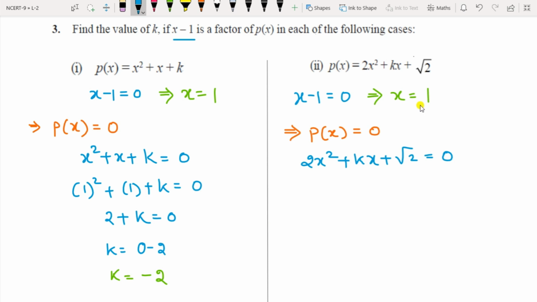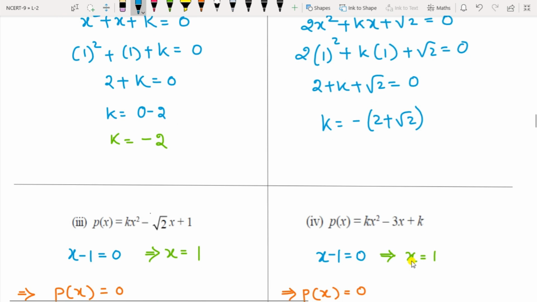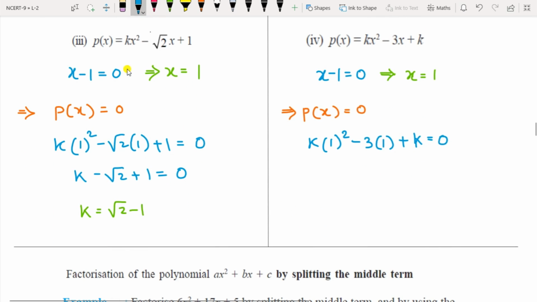Let's see in this case, x equal to 1, you will substitute 2 1 square plus k 1 plus root 2 equal to 0. So this is 2 plus k plus root 2 equal to 0. So value of k will be equal to, this 2 will go this side, so it will be minus 2 plus root 2 in bracket. Okay, so the value of k is this. Here px is kx square minus root 2x plus 1, x equal to 1, and you are getting the value of k as root 2 minus 1.